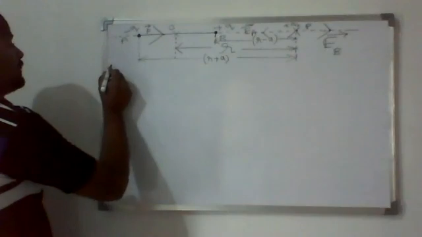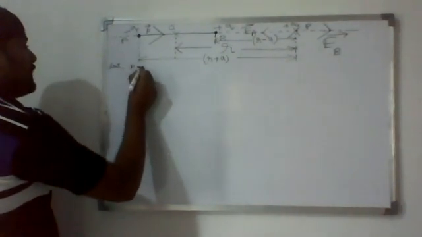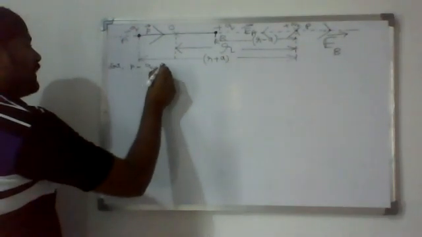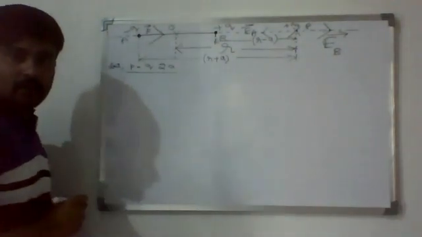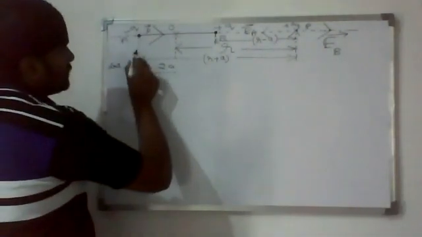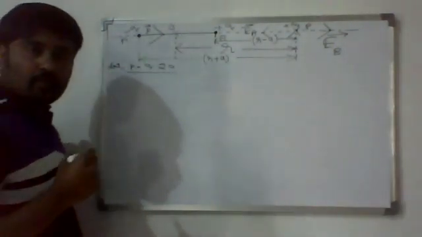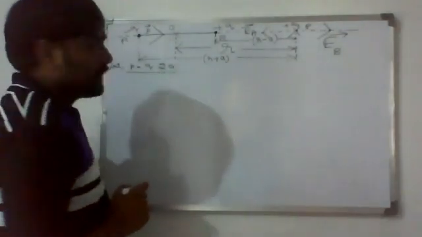Okay, first let us consider p. p is Q into 2A. So this is electric dipole moment. The product of magnitude of one of the charges and the separation between two equal and opposite charges, that is dipole length. So this is the mathematical expression for dipole moment.